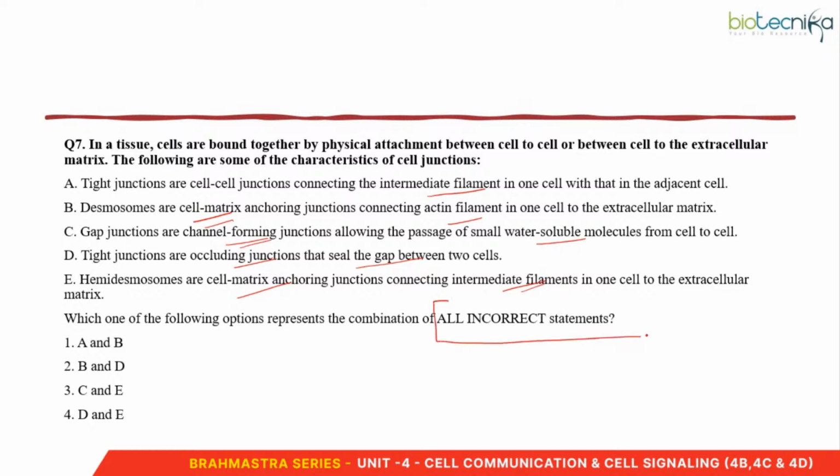Identify the incorrect statement over here. Again, the prime focus will be identification of the incorrect statement. And if you are able to justify the answer you are giving, that clearly indicates that your concept is clear. You know which junctions are connected through which cytoskeletal proteins. Find out the incorrect statement over here.